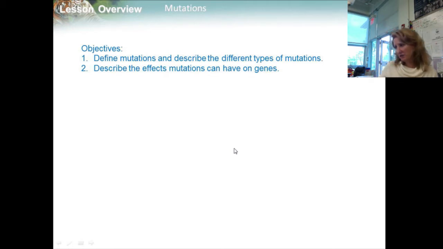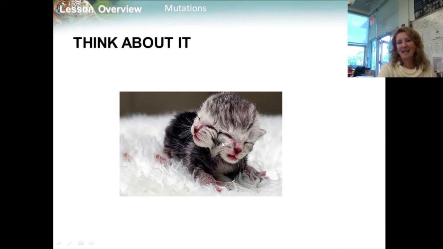All right, so our objectives are to define mutations and describe the different types of mutations, and also describe the effects mutations have on genes. Let's think about it.